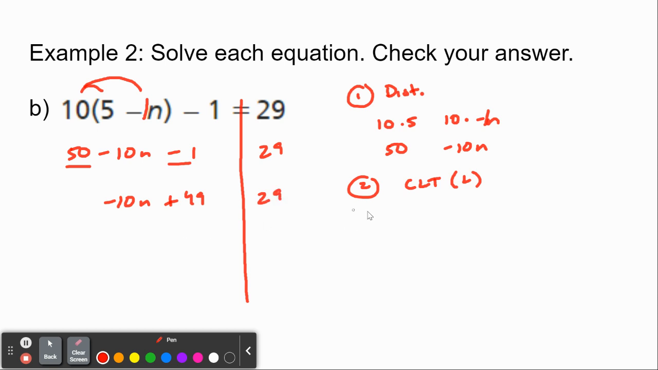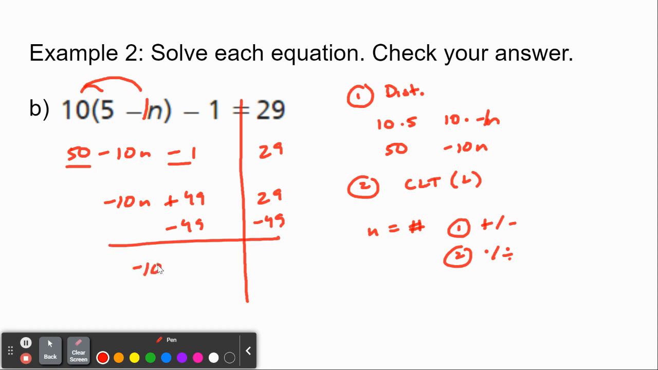Okay, and now because my n is on the left-hand side, my final answer is going to say n equals a number. So 2 steps here, we're going to add or subtract second, and then multiply or divide third. So I'm going to subtract this 49. It is positive. So I get negative 10n, the 49s cancel, and this becomes negative 20. And now I'm going to divide by negative 10. Again, divide by the negative, and divide by negative 10, not negative 10n. The negative 10's cancel, and negative 20 divided by negative 10 is 2.